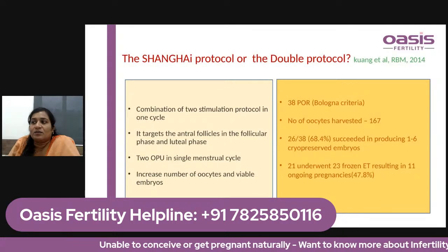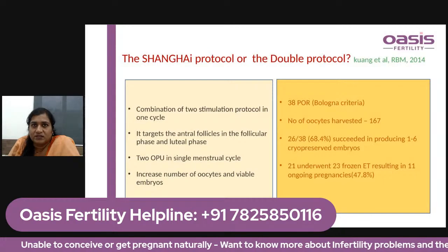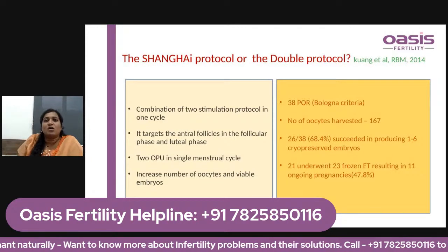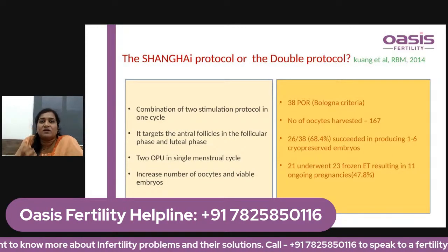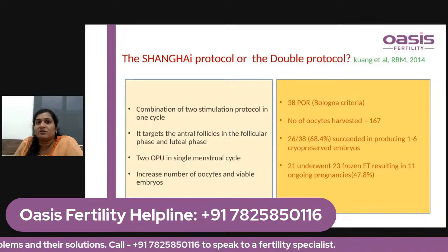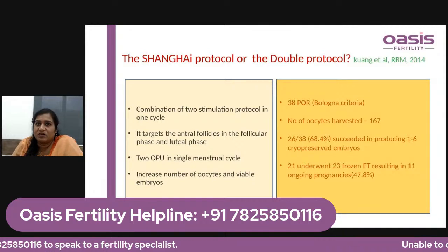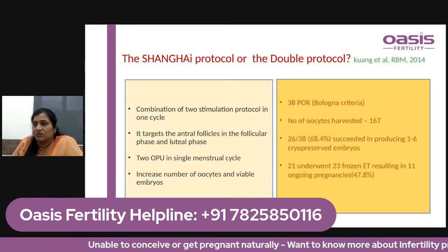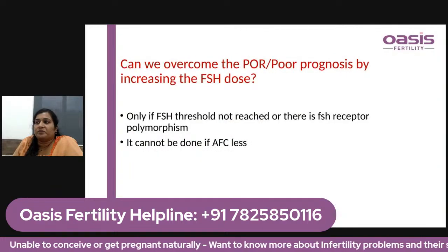Then there is something called double protocol, where time is of the essence. Like in patients who are going for chemotherapy, or who have an ovarian malignancy and are going to be operated, time is of the essence. So what we do is we try to get as many eggs as possible in the shortest span of time. That is, repeat stimulation in just 1 month. We can do 2 stimulations and collect as many eggs as possible. So that is called double protocol.